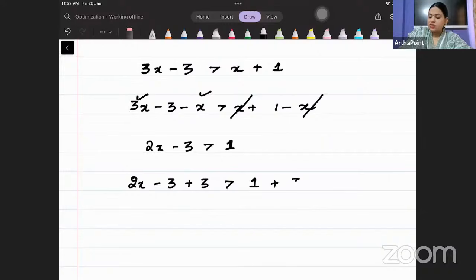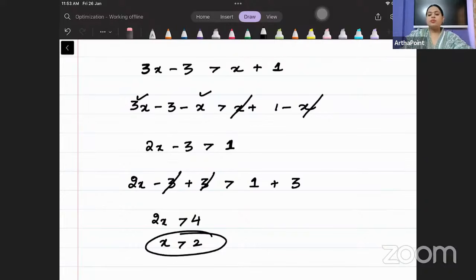Remember, addition subtraction से inequality unchanged रहती है. So minus 3 and 3 will cancel out. So 2x will be greater than 4. So beta, x will be greater than 2. That will be your answer. Clear हुआ?